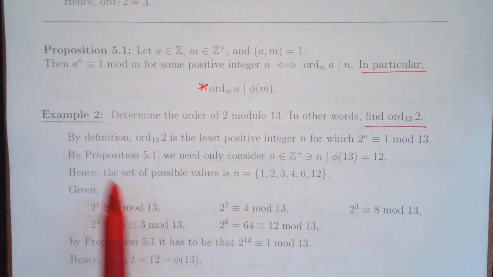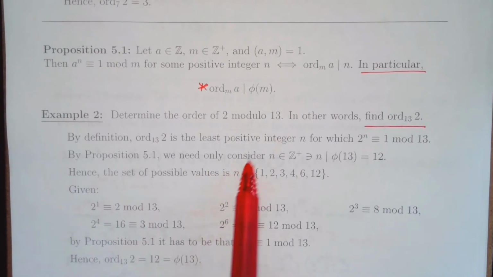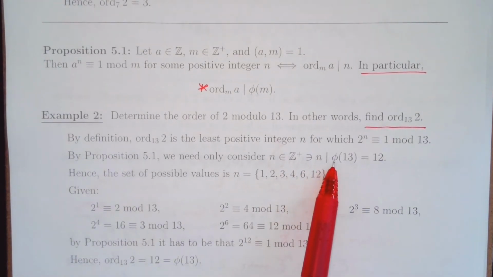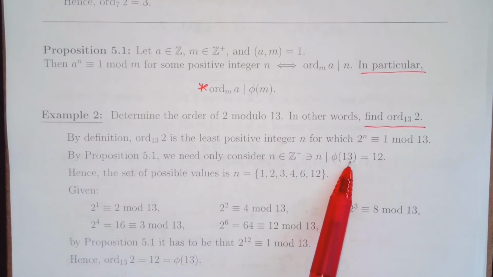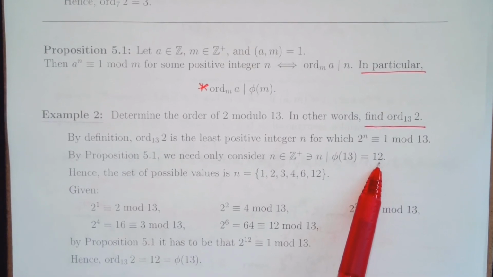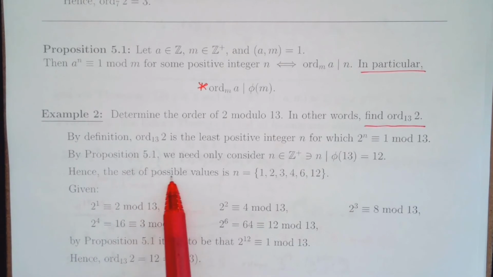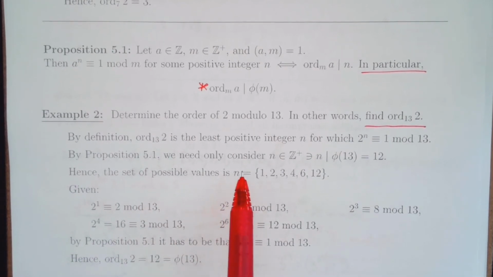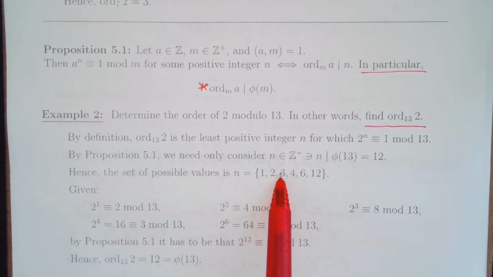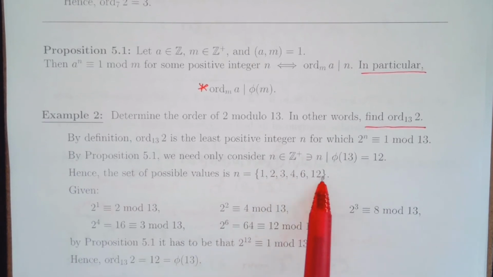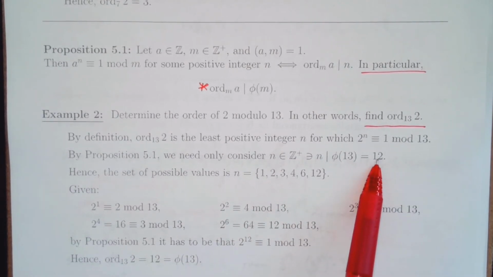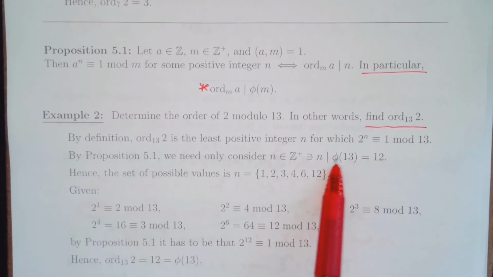By this proposition 5.1, we need only consider positive integers n such that n divides phi of 13. Because 13 is prime, phi of 13 is going to be 1 less than 13, which is 12. So the set of possible values is n is 1, 2, 3, 4, 6, or 12, because these are the divisors of 12, which are the divisors of phi of 13.